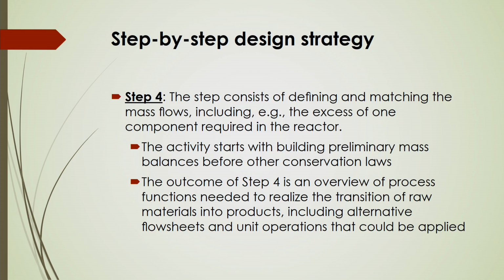As a step 4, what you have to do is measure the mass flow, including the excess of one component that is required in the reactor. Suppose in particular reactions excess amount of reactants to be required. So, you have to consider all those factors also. So, in that case activity and also building preliminary mass balances to be considered before other conservation laws you are assessing. So, the output of step 4 is an overview of the process functions that will be needed to realize the transition of raw materials into products, including alternative flow sheets and unit operations that could of course be considered.